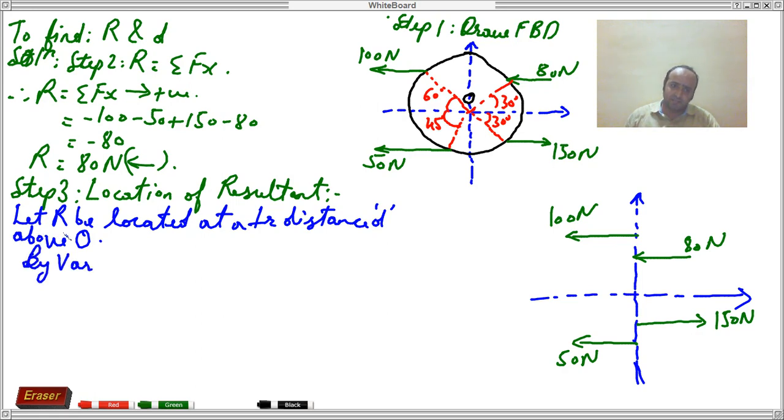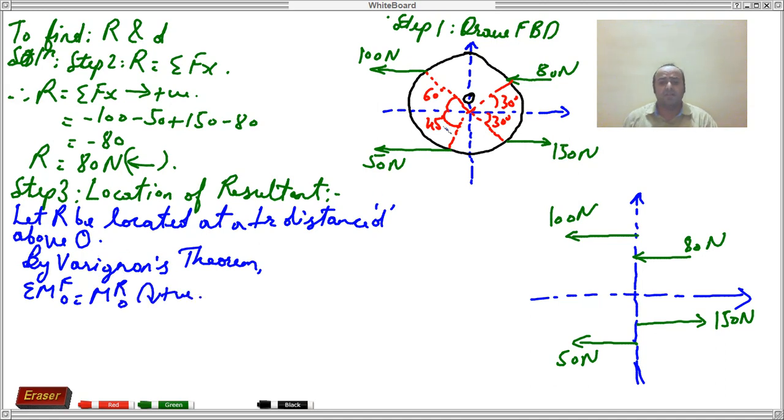Here there is a catch. By Varignon's theorem, summation of moment of forces about O is equal to moment of resultant about the same point O, with clockwise sense as positive. Friends, many of the students generally get confused, since we have seen this for all the forces, 100, 80, 50 and 150, we know the radius of the circle is 1 meter, but the radius of the circle is not the perpendicular distance.